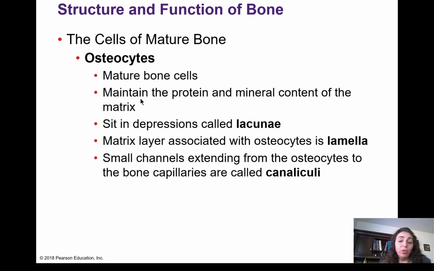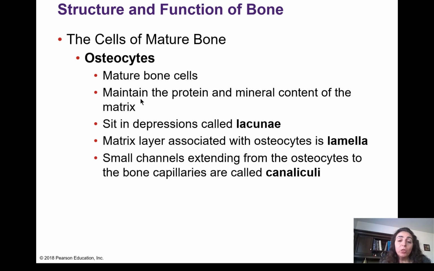Then the matrix layer associated with osteocytes is lamella. The matrix that we have in the bone is layer by layer by layer, one after another, right? And we call those layering. Each layer is called a lamella, right? And if you want to talk about more than one, we put an E at the end and we call it lamellae, right?